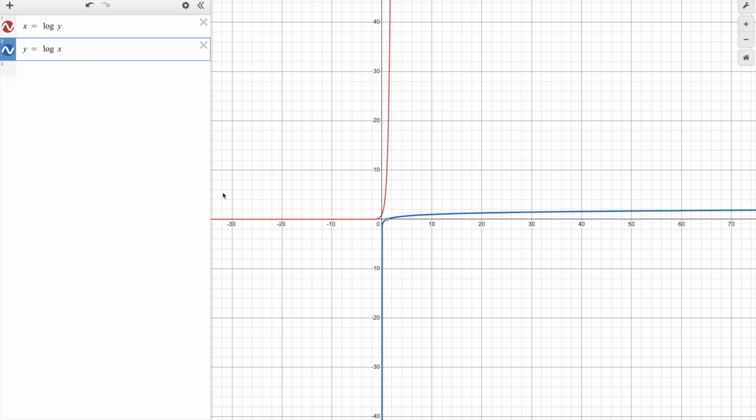So if we graph it in log form, this is literally the same thing as y equals 10 to the x. It's an exponential function, and this is the inverse of that, which is why it's flipped. And so that's equivalent. So it's helpful to visualize these graphs.